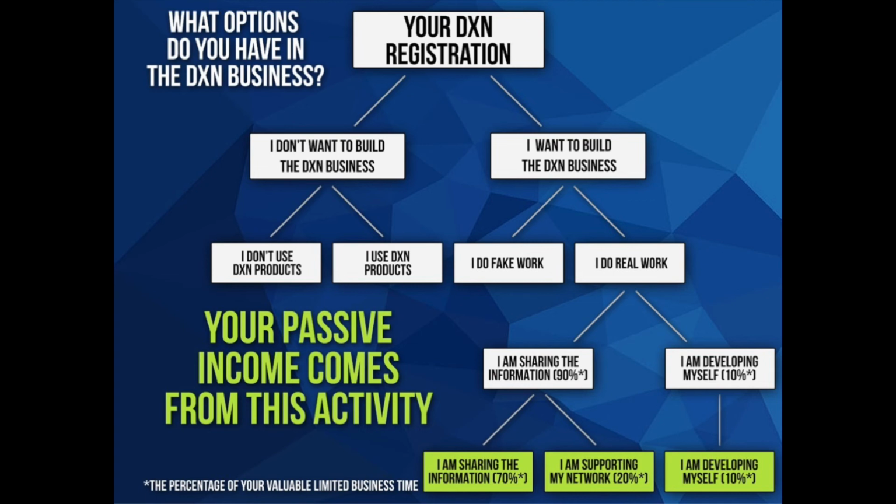Until you reach the Crown Ambassador level, spend 70% on information sharing. This is the biggest mistake, believe me, if you don't use this way. Many times I saw somebody reach the double diamond level, and they stop at this level because they forget these rules.